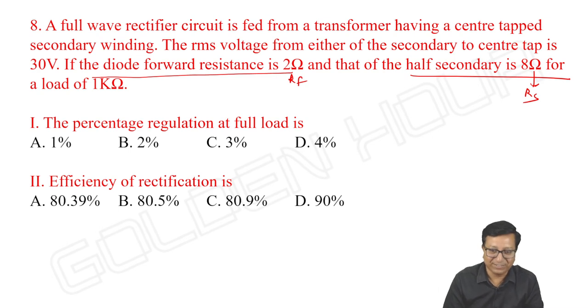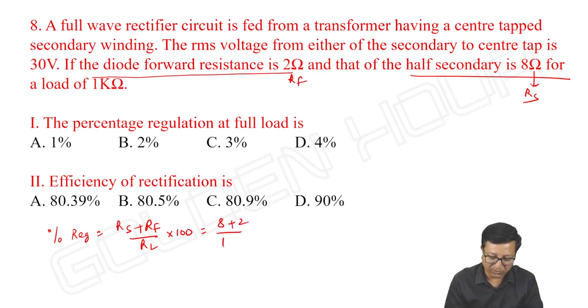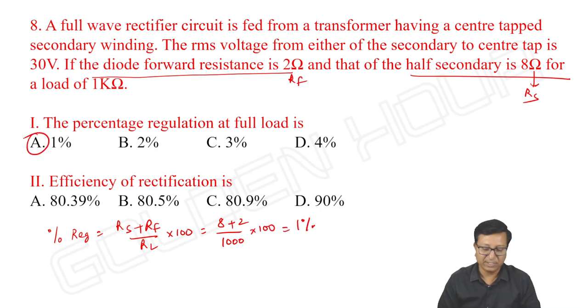So now the percentage regulation is equal to (Rs plus Rf) by RL into 100. Rs is 8 plus Rf is 2, by the load resistance 1 kilo ohm, into 100. It is 1%. Option A is correct. You see the difference between the previous one and this problem.